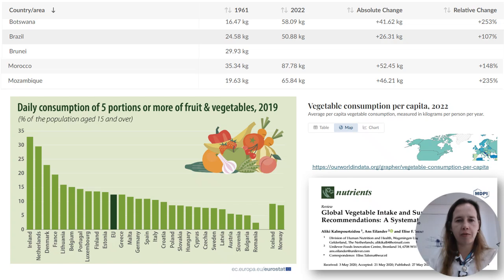We see this type of pattern in all the countries. Brazil, we had a good consumption from the year 1961, and it doubled by 2022. But Botswana and Brazil, we can see that we're more or less at the same average, around 60, 50 kilos. And when we talk about Morocco, something really curious, because they also already had good consumption of vegetables. And then in the year 2022, they increased the amount by 150%. And now we see this number, almost 90 kilos per person.